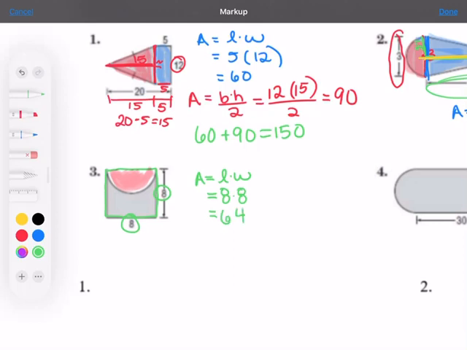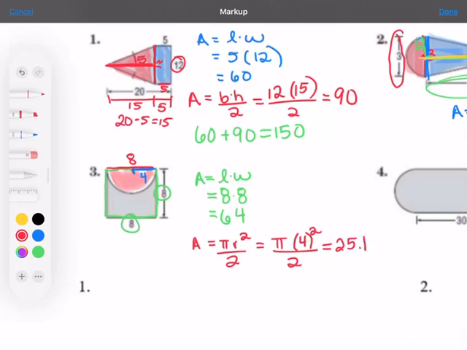Now, for the semicircle. Area is equal to pi r squared, right? Divided by 2, because it's only half a circle. So pi and r. So we know that this whole thing is 8, right? Which means that half, or the radius, is going to be 4. So area is pi times 4 squared divided by 2. And for the area of the semicircle, we get 25.1 when we put that on our calculator.